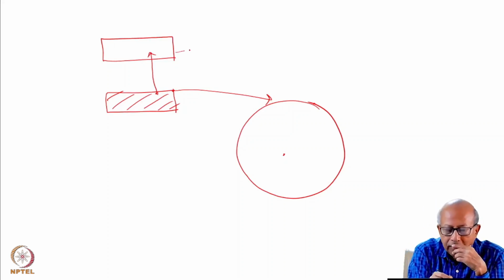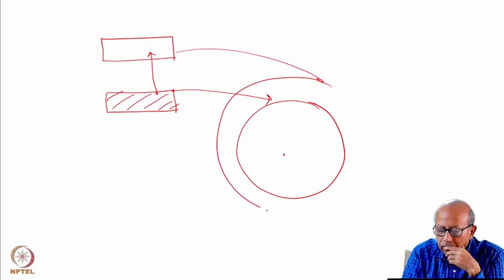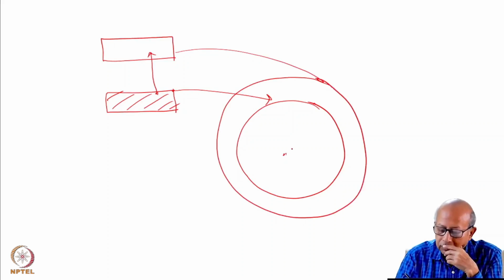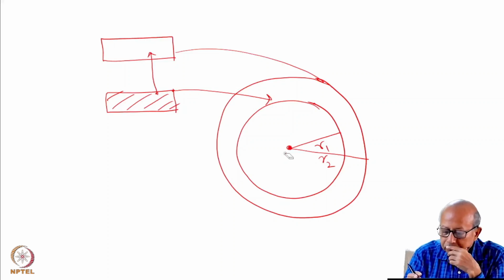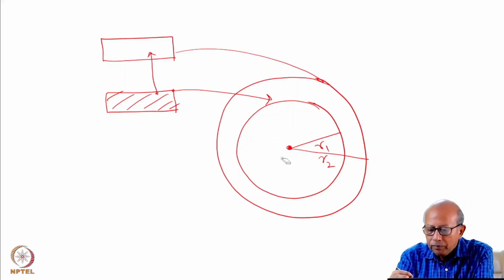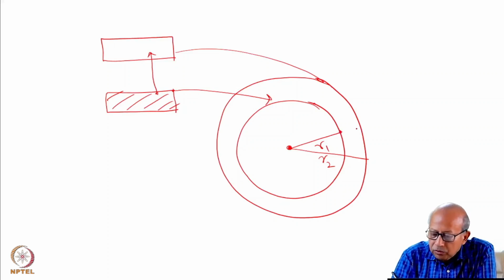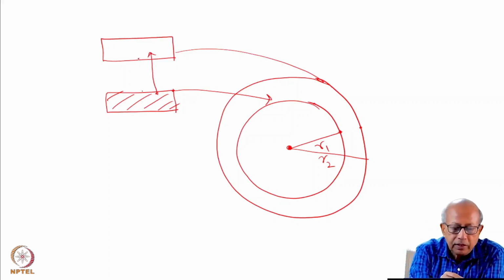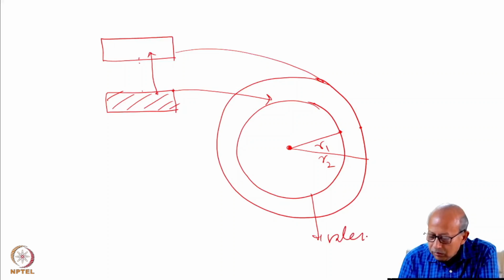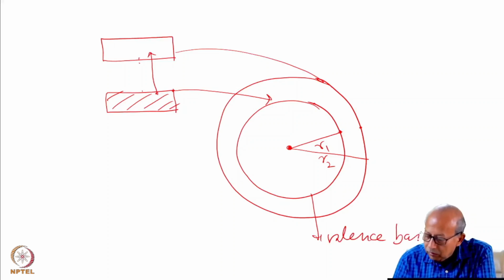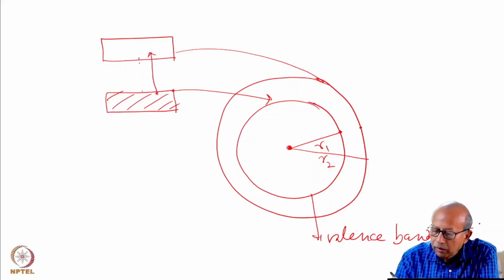And the conduction band corresponds to this orbit. So this orbit has a radius of r1, that is the valence band orbit, and this orbit has radius r2. This is the nucleus. Now, the electron from here has to be taken to this orbit. It will jump this energy barrier. That means it has to go from this valence band orbit to the conduction band orbit.